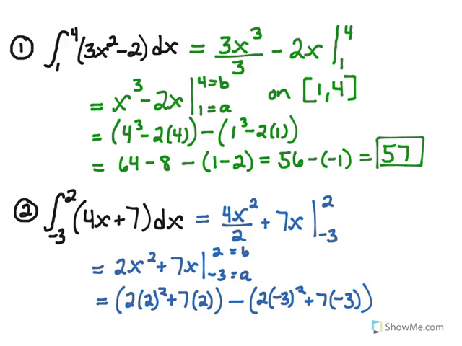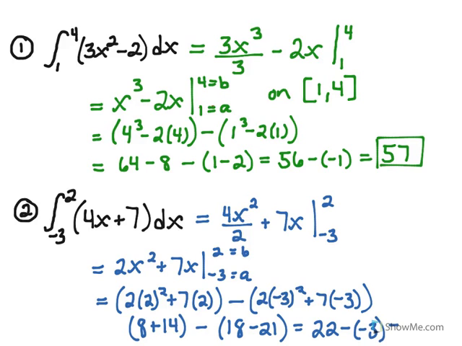If you go through and evaluate, you're going to end up with 8 plus 14 minus, let's see, negative 3 squared is 9, 9 times 2 is 18, minus 21. So we have 22 minus negative 3, which is 25. So what do these numbers actually represent?